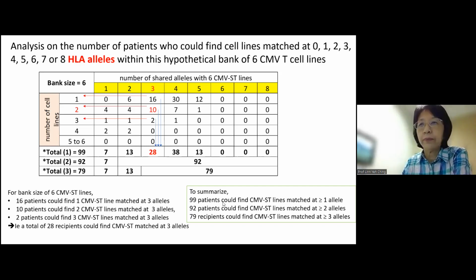So in total, 99 of 100 patients, as shown here, can find a CMV cell line that matches at least 1 allele. 92 patients can find CMV lines that match at least 2 alleles, and 79 patients can find CMV lines that match at least 3 alleles.